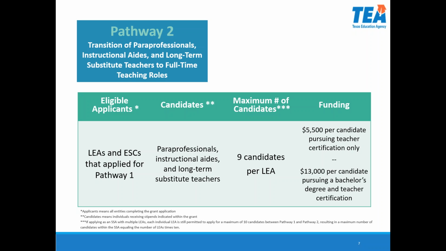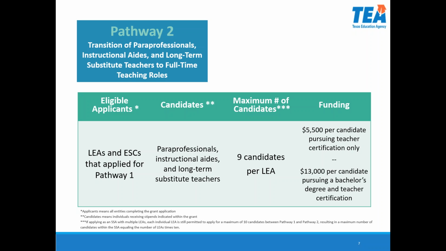Eligible applicants for Pathway 2 include the LEAs and ESCs who are already applying for Pathway 1. ESCs can only serve as a fiscal agent of a shared services agreement for LEAs. If an applicant is applying for both Pathway 1 and Pathway 2, there is still a combined maximum number of 10 candidates per LEA. Candidates who can receive grant funds include paraprofessionals, instructional aides, and long-term substitutes who are currently employed by the district in the 2019-2020 school year. Please see page 10 of the RFA program guidelines for additional eligibility requirements for selected candidates. Remember, you will report those individuals to TEA, so they must meet the listed requirements.